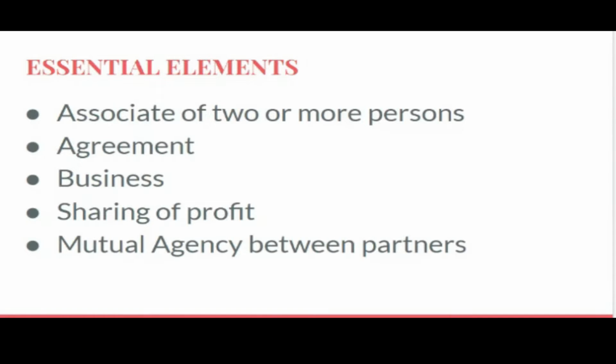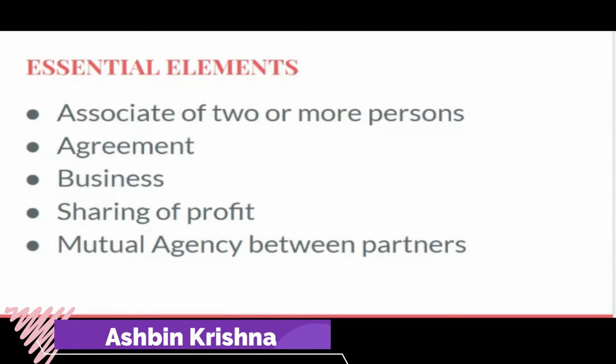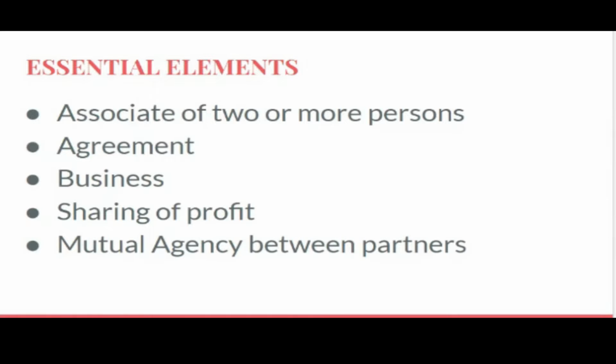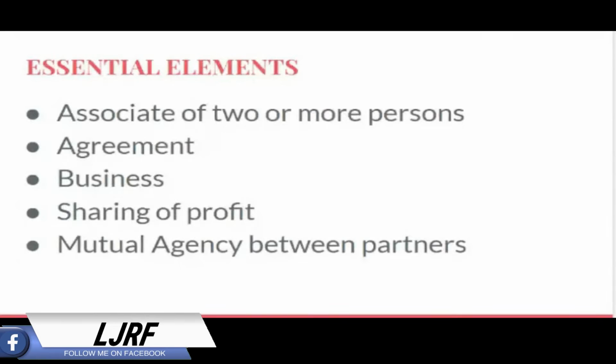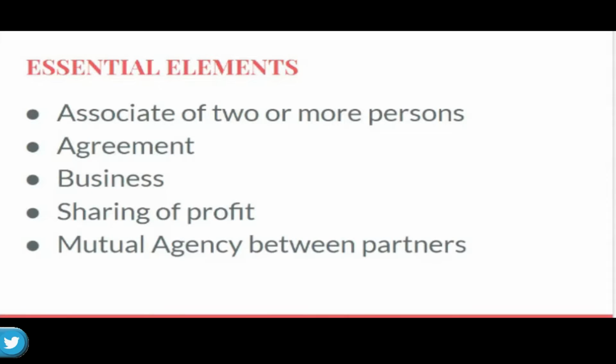And another is mutual agency between the partners. As far as a partnership firm is concerned, all partners are the agents of the partnership firm. It is a unique characteristic of a partnership firm when compared with other forms of business, including companies or sole proprietorship. A partner is an agent of the firm, and also an agent of the other partners too. So the basic principle of a partnership firm is the mutual agency between partners. It is an essential element to constitute a partnership firm.